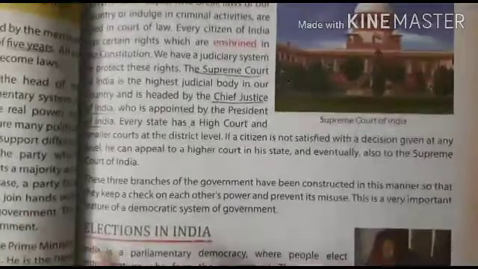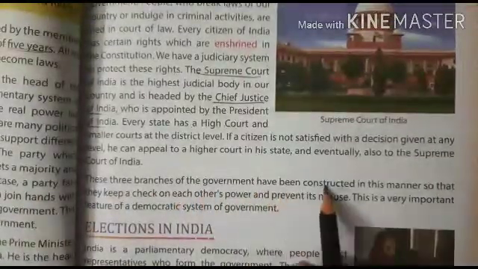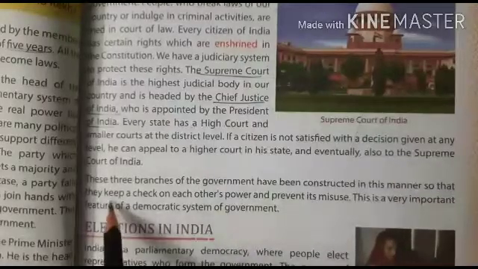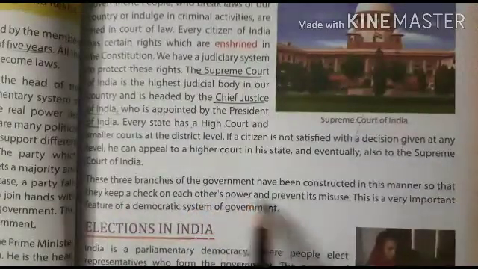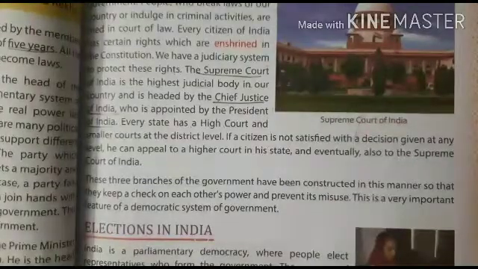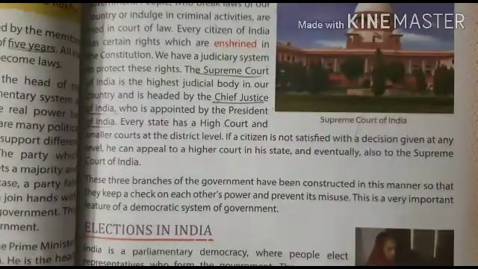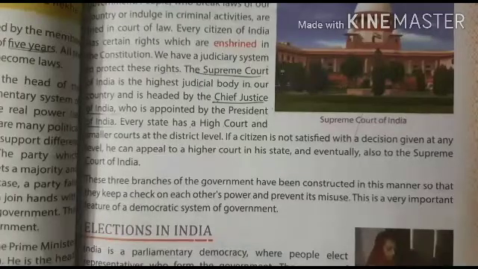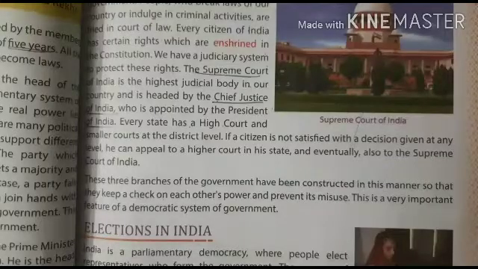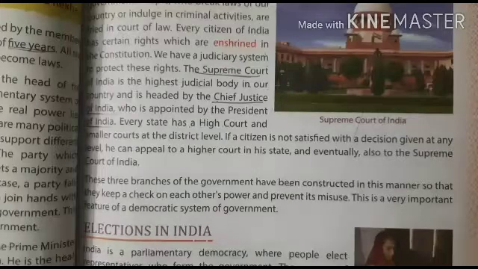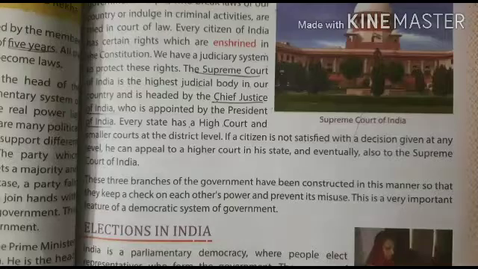Okay. Now, these three branches of the government have been constructed in this manner so that they keep a check on each other's power and prevent its misuse. Now, what is the importance of these three branches of democratic government? Its purpose is to check the manners and behaviors of every citizen that stays in India, so that the people of India can live in peace and harmony, and whatever rights have been given to them, they don't misuse them. That is why the three branches of democratic government have been constructed.